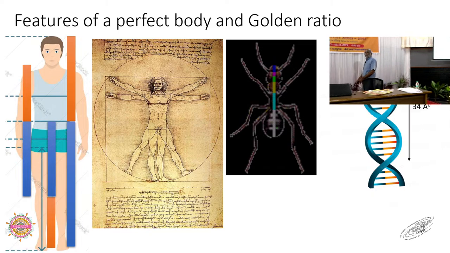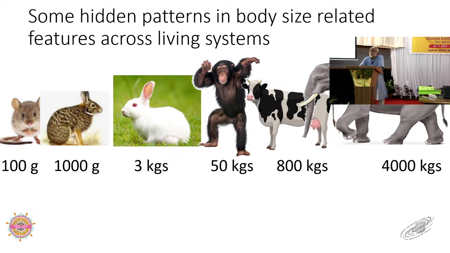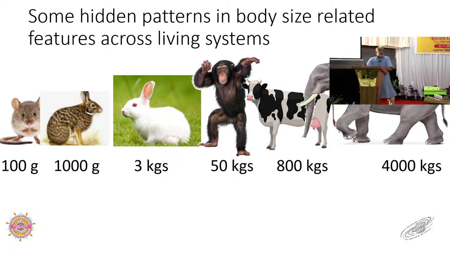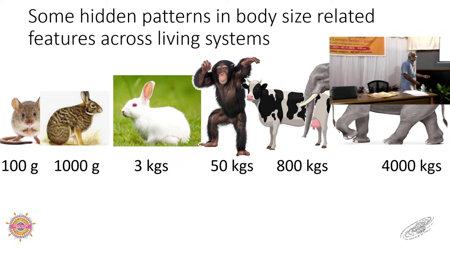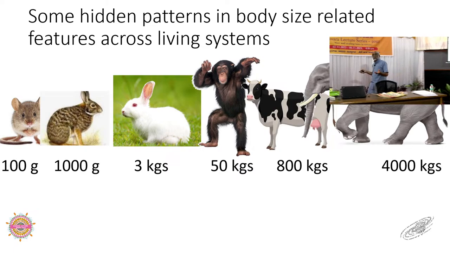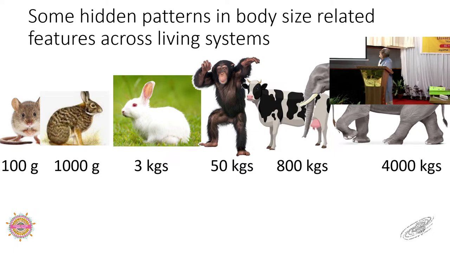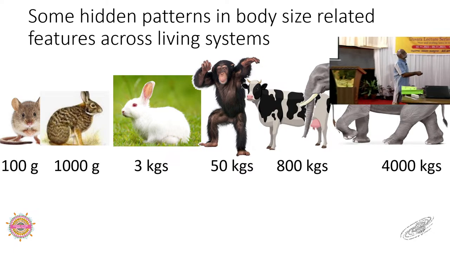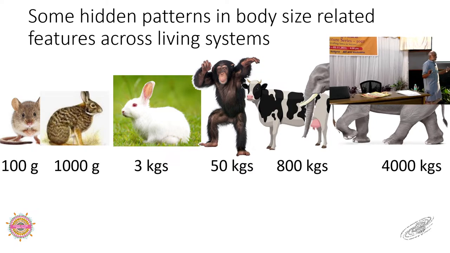Now, let me jump the gear for a slightly different thing and then bring about something that is related to our body size, our physiology and our mental perception. You all know that organisms range in their size from as small as a few grams to several hundreds or thousands of kgs. For example, a mouse is about 100 grams, a rabbit is about 1 to 3 kg, a chimpanzee is about 50 kgs, a cow is around 800 kgs, and an elephant is about 4000 kgs.